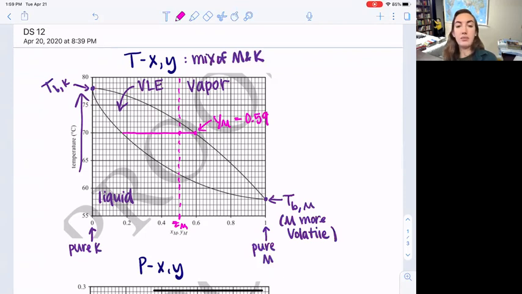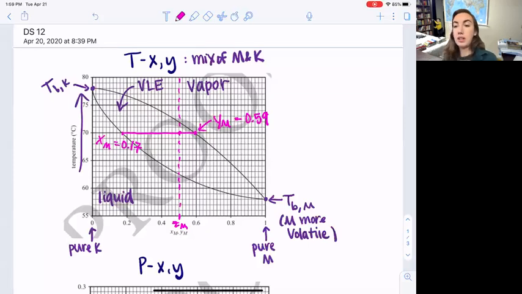And then similarly, where our tie line hits our liquid region, way over here, that will be our Xm. So our Xm in this case is 0.17.